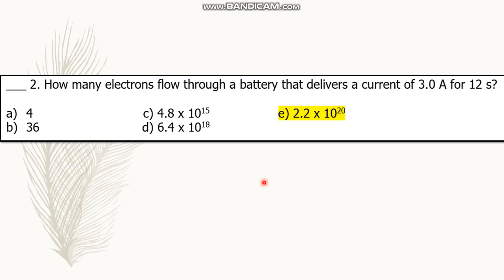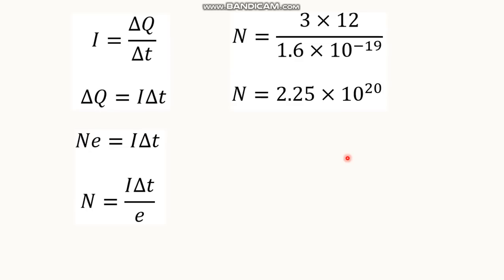For number 2, how many electrons flow through a battery that delivers a current of 3.0 ampere for 12 seconds? The answer for that one is letter E, 2.2 times 10 to the 20, which is the number of electrons. The solution starts here. This is the equation for the current: the amount of charge over the span of time. The interpretation is that it's the amount of charge that flows through this imaginary surface for a specific period of time.